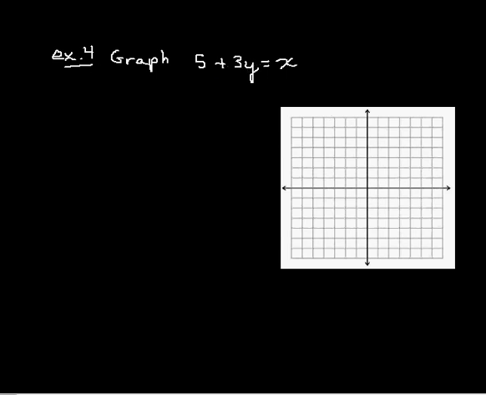Okay, so I'm going to solve this one for y. Put it in the form y equals mx plus b. You have to drill that in your head. I'll write it every time. Y equals mx plus b. M is the slope, b is the y-intercept.